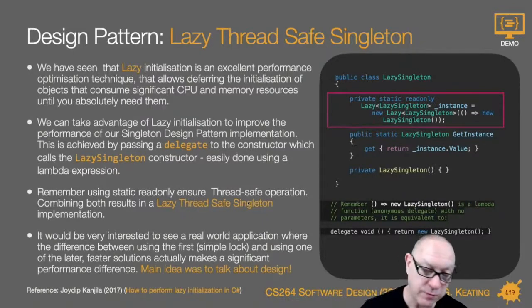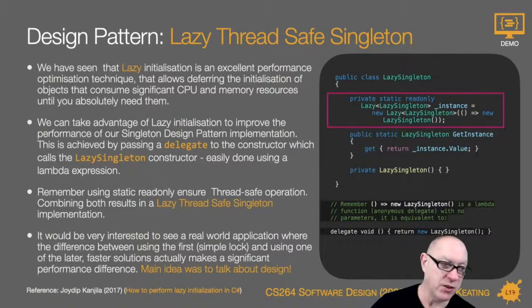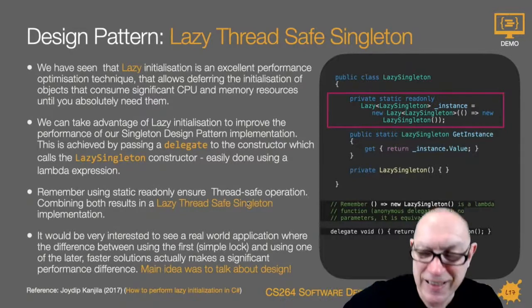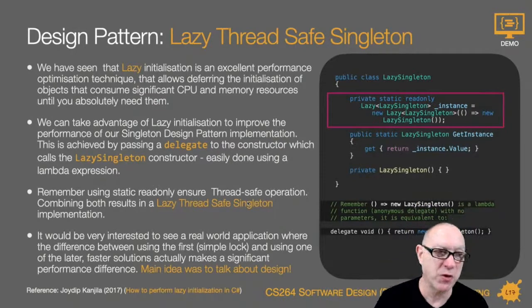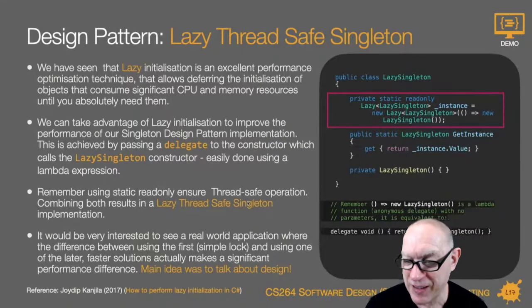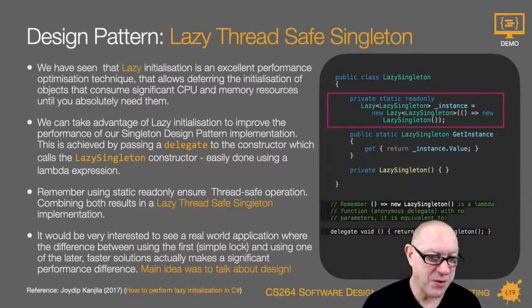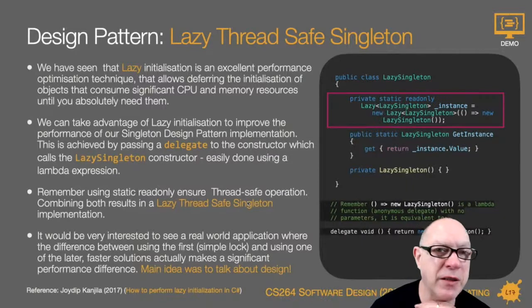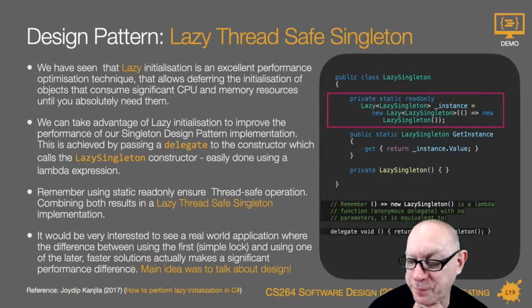Now that said, this singleton does absolutely nothing. But we could make a singleton that does something more useful, and we'll see one just at the end of this lecture. Then it would be interesting to see a real world application where we compare the first one, with that simple lock, against this faster lazy thread safe solution. Does it actually make a difference in performance? How do we test it? Because it's difficult to test these singletons, because of the way automated test software works.